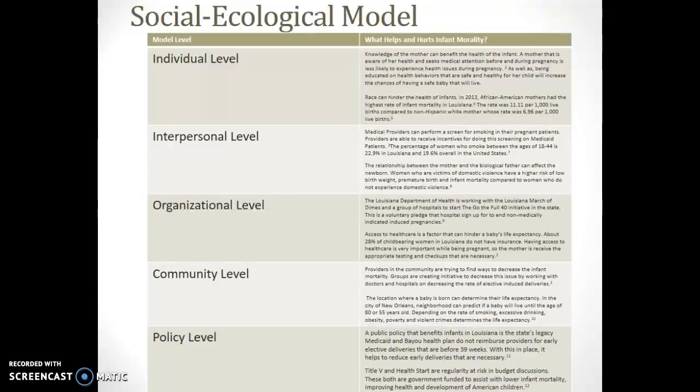On the interpersonal level, medical providers can perform screenings for smoking on their pregnant patients, and providers would be able to receive an incentive for doing the screening on Medicaid patients. The percentage of women who smoke between the ages of 18 to 44 is 22.9% in Louisiana and 19.6% overall in the United States.